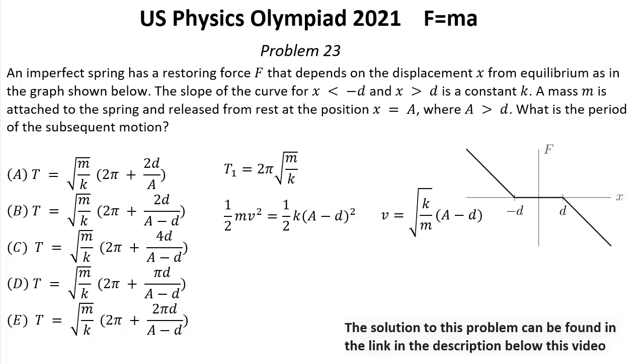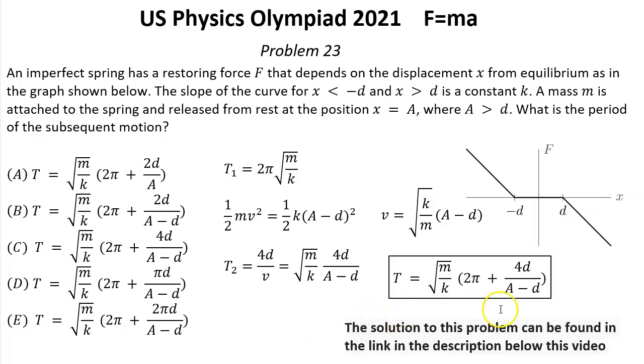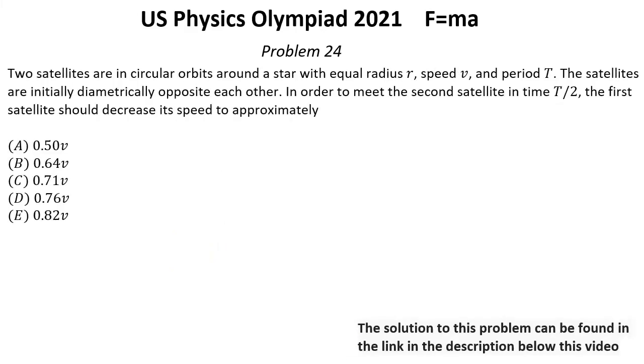And now we can calculate the time to move the object from negative d to d and back from d to negative d. That will be 4d over v, or this expression. And finally the total time equals t1 plus t2, or this expression, which is answer C, and that was the solution for problem number 23. Problem number 24.